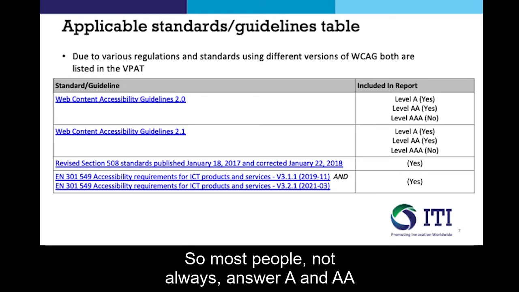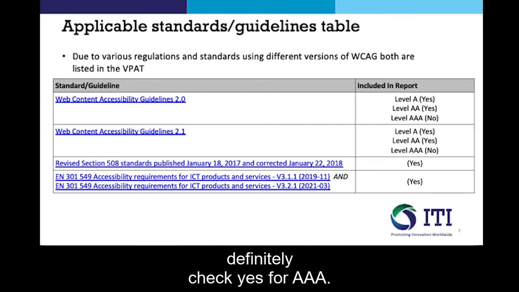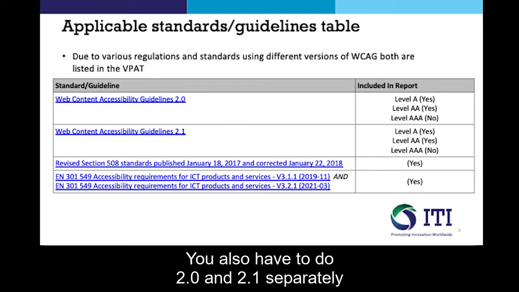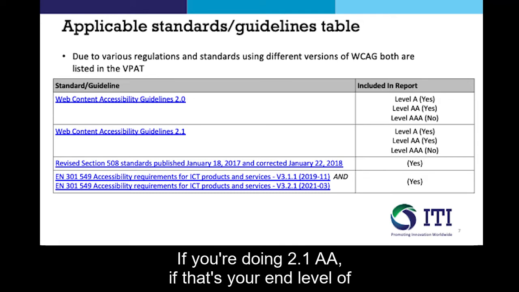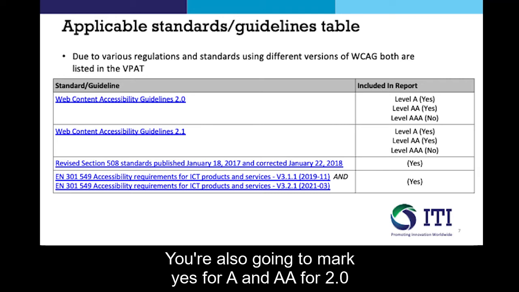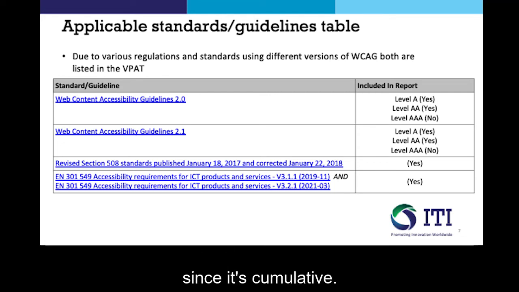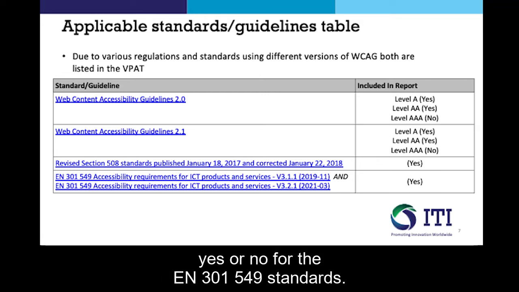So most people, not always, answer A and AA as yes and AAA as no. If you're disclosing AAA guidelines, then you would definitely check yes for AAA. You also have to do 2.0 and 2.1 separately in this section. So you need to indicate each time if you're doing 2.1 AA, if that's your end level of testing, you're going to mark yes for A and AA for 2.1. You're also going to mark yes for A and AA for 2.0 since it's cumulative. Then you mark yes or no for the 508 standards and yes or no for the EN 301-549 standards.